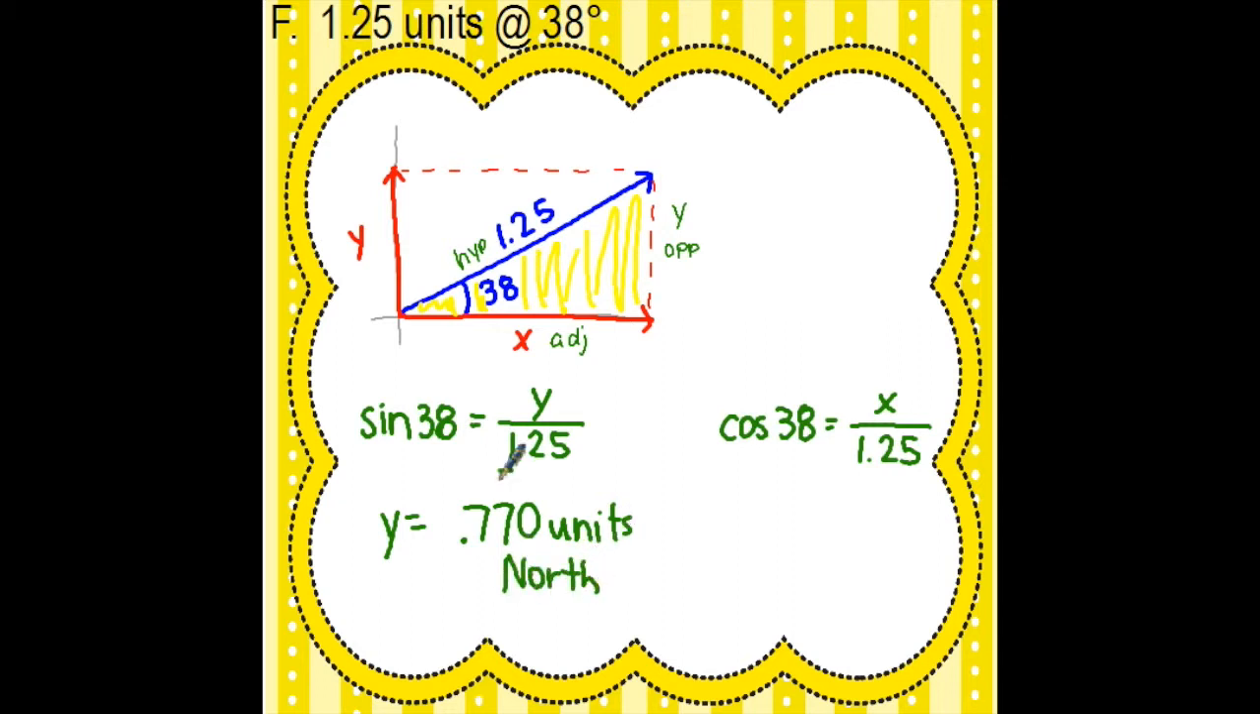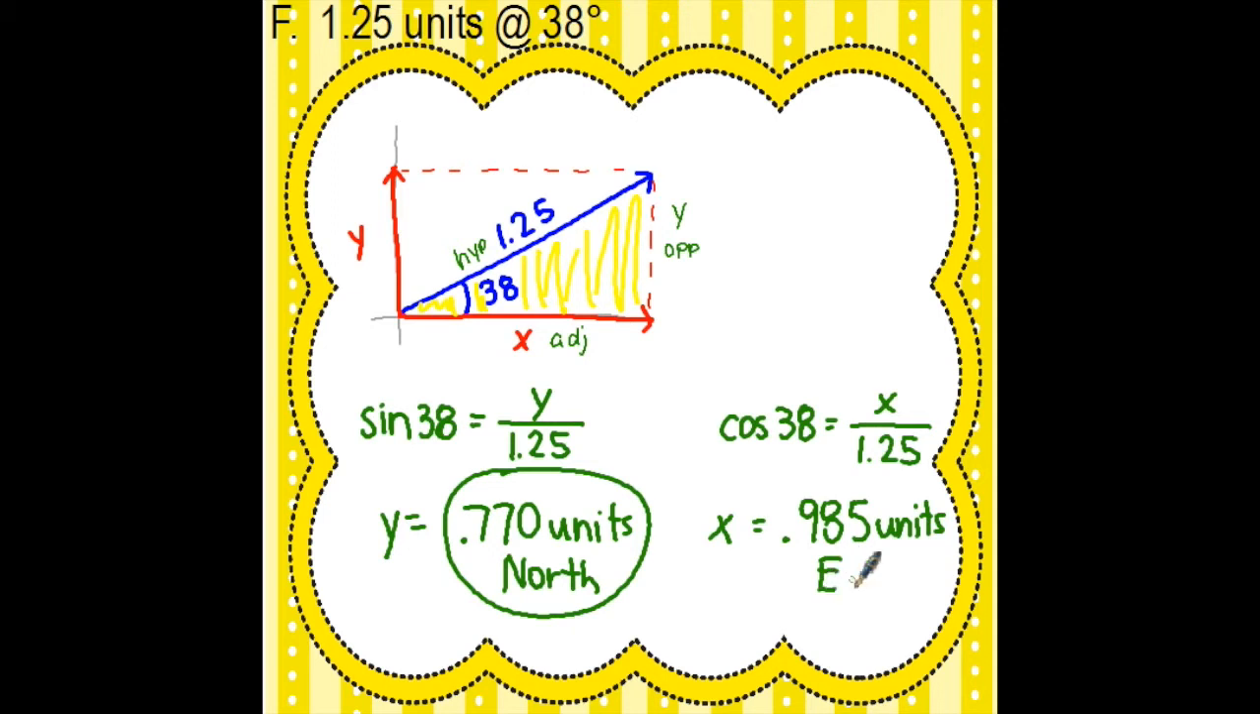My y points north. Cross multiply. My magnitude with 3 sig figs, 0.985. And looking at my picture, my direction is east. And that is how we break into components.